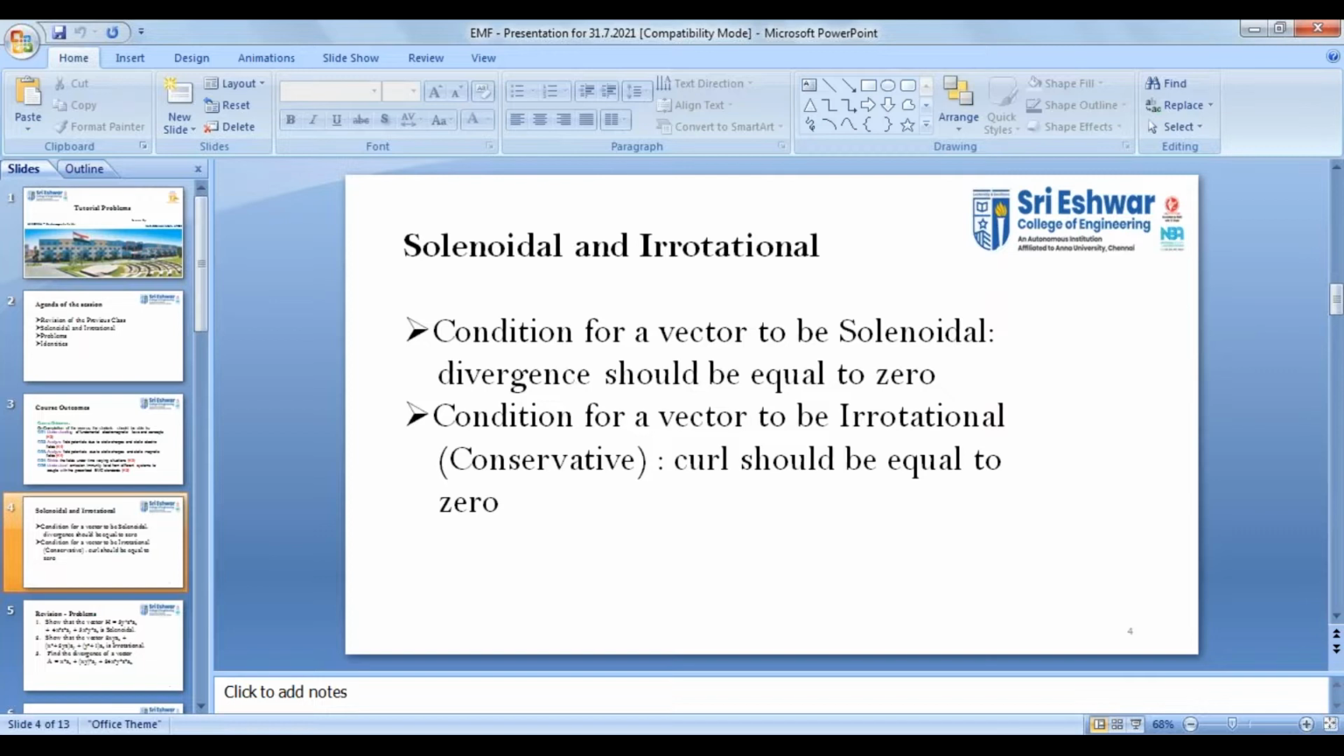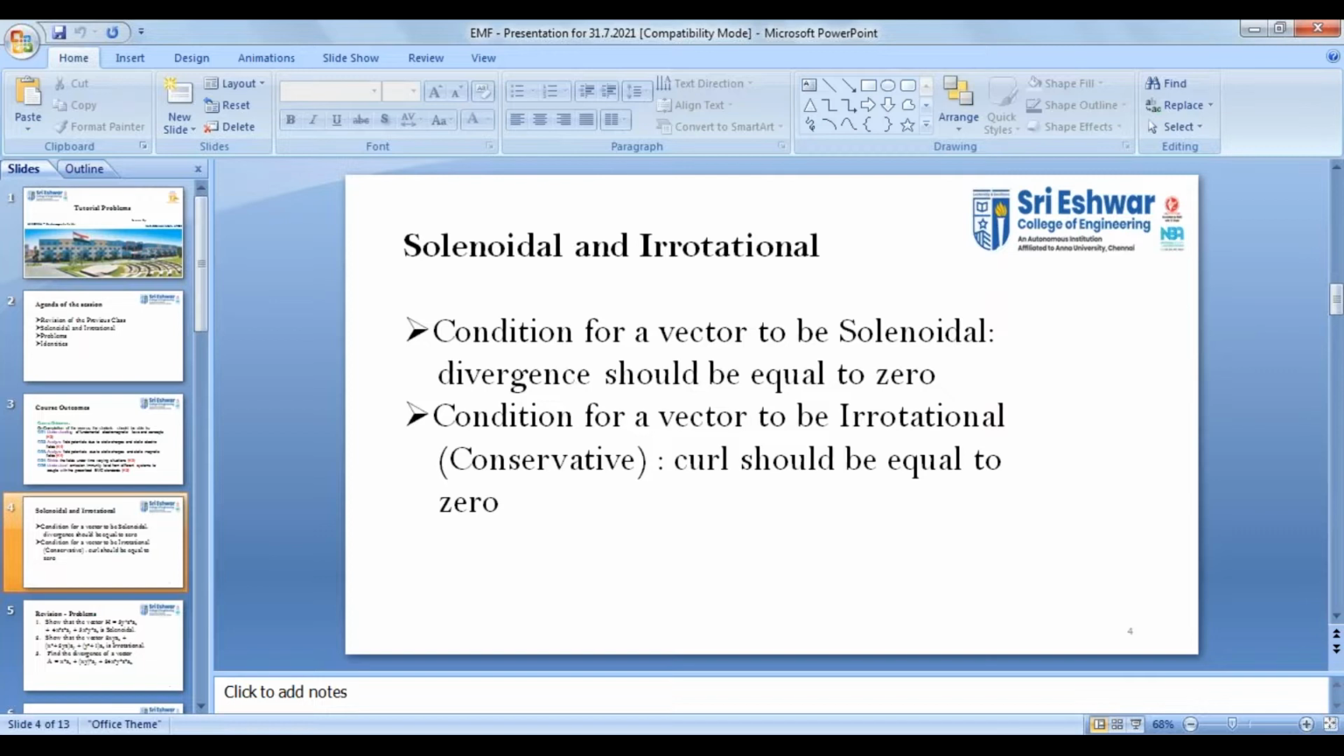Then coming to solenoidal and irrotational, it is not a big issue, because what we saw in the last class was summarized excellently by Celicia. Before going into the condition checking, I want to tell you one point: differentiation is represented by the symbol del or nabla. Then what is the condition for a vector to be solenoidal? If the problem is given like that, the condition is that you find the divergence of the given vector.